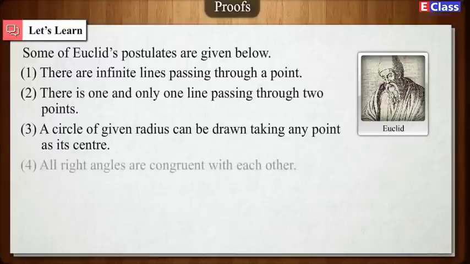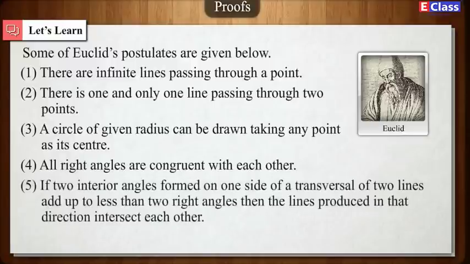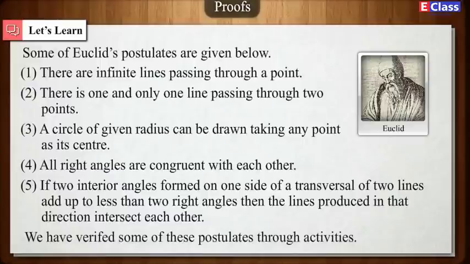4. All right angles are congruent with each other. 5. If two interior angles formed on one side of a transversal of two lines add up to less than 2 right angles, then the lines produced in that direction intersect each other. We have verified some of these postulates through activities.